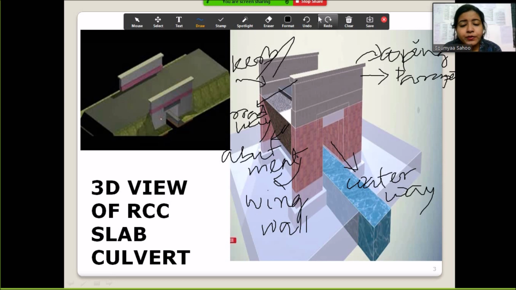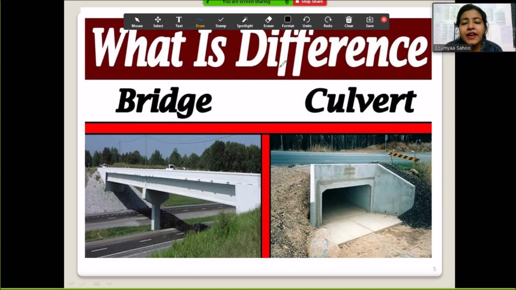Piers are of two types. One is solid pier and another one is open pier. And abutments are also of two varieties. One is abutment with wing walls and another category is abutment without wing walls.